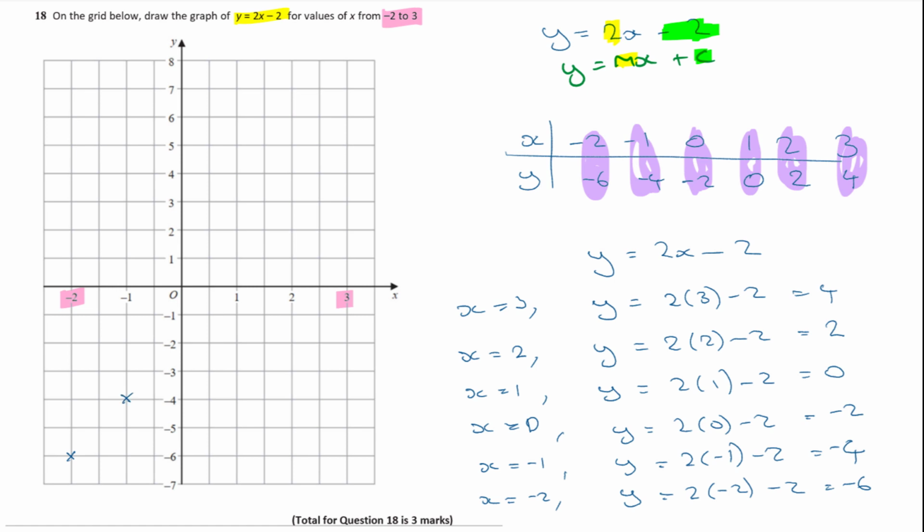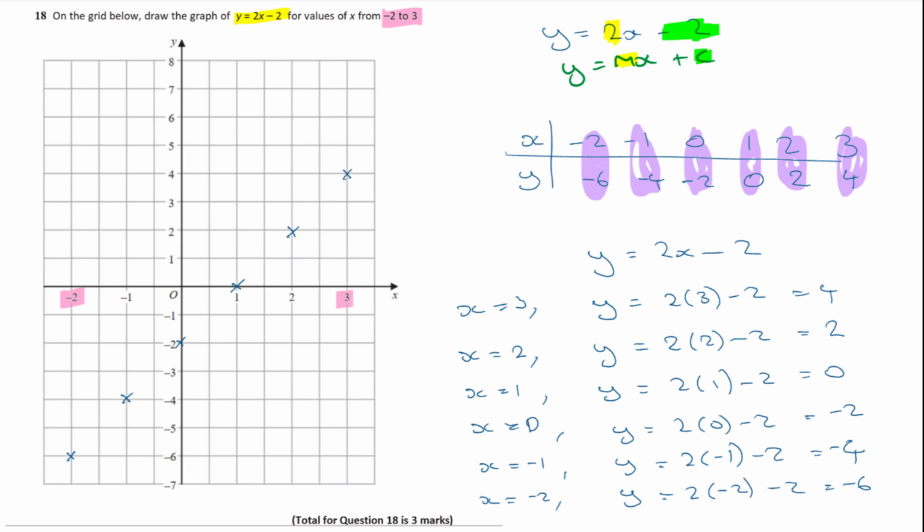Then I've got 0, minus 2. That's there. Then I've got 1, 0, which is there. And then I've got 2, 2, which is there. And then I've got 3, 4, which is up there.